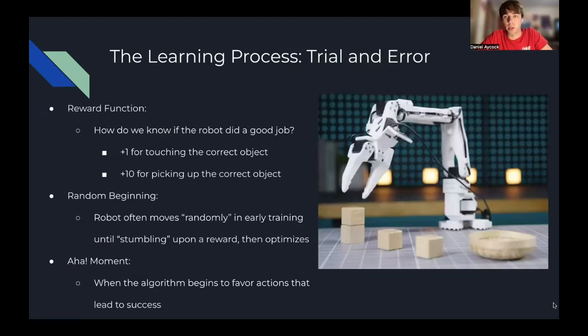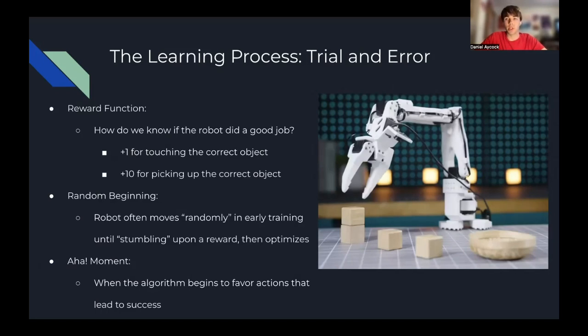So then we move on to the learning process, which is trial and error. To do reinforcement learning, we have a reward function. With this reward function, how are we supposed to know if the robot did a good job or a bad job? One example could be +1 point for touching the correct object in terms of pick and place, like shown in this photo. And then maybe +10 points, so more than just touching, +10 points for picking up the correct object. And then you could continue on, +20 points for correctly placing the correct object in the correct container.